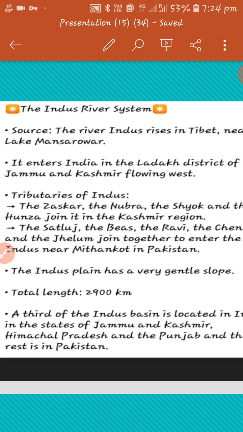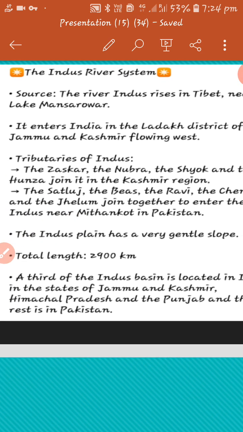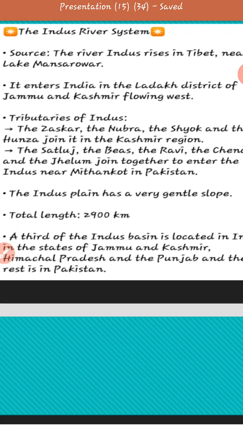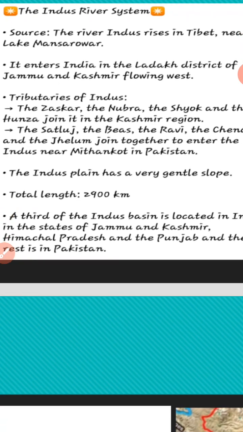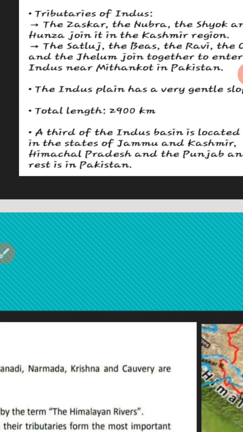The Indus plain has a very gentle slope. The total length is 2900 km. A third of the Indus basin is located in India, in the states of Jammu and Kashmir, Himachal Pradesh, and Punjab, and the rest, that is two thirds, lies in Pakistan.